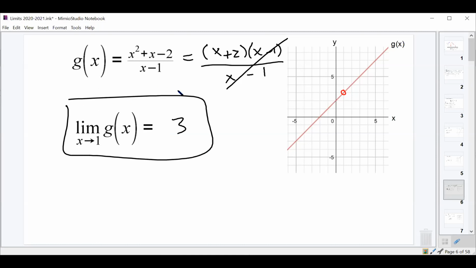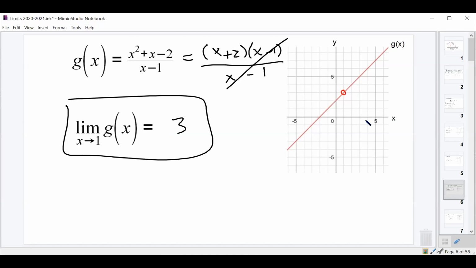Now, some of you might be sitting there not wanting to disagree, thinking that this doesn't exist. Well, it's true. There's no point at 1, 3. That point does not exist. But we have transitioned now to calculus, which means we're not talking about what happens at the point. Most of the time, we're talking about what happens as we get very close to that point. So as x gets very close to 1, y gets very close to 3.